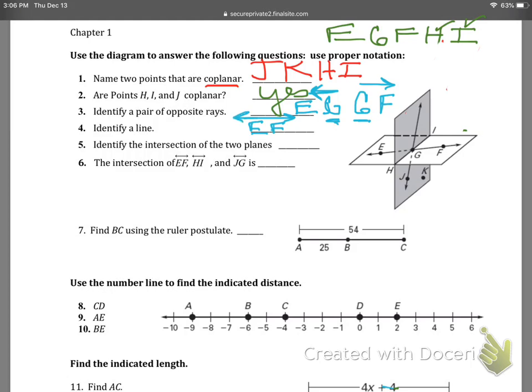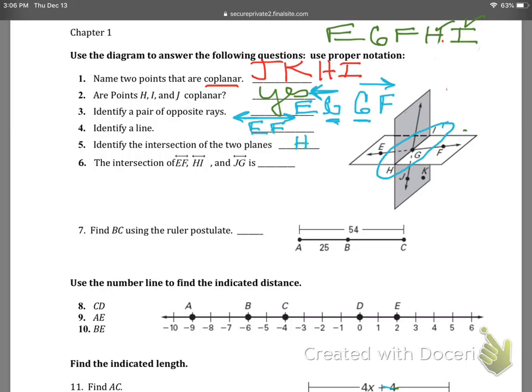So the line EF is a line that's in this figure. Okay, next one, number 5, identify the intersection of two planes. So that means I need the shaded and the unshaded. Where do they intersect? A pair of planes always intersect at a line. So that line is the line HI.